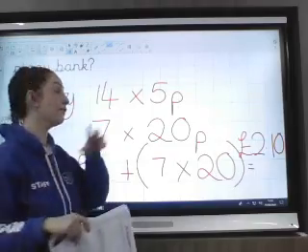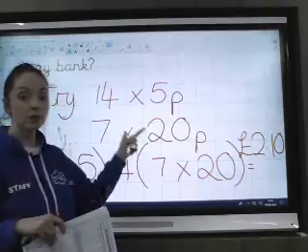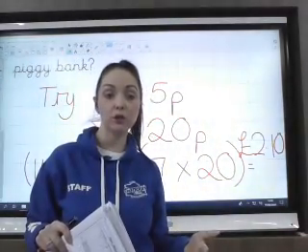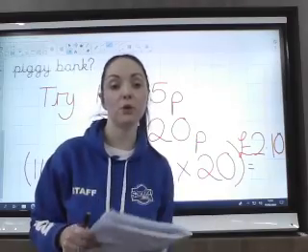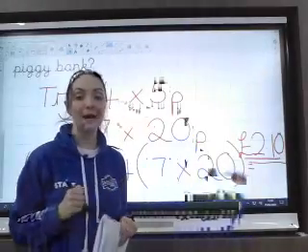So maybe try 12. So you could do 12 5p coins. Half of 12 is 6. 6 20p coins. Work it out. What does it equal? Does it equal less than £2? If it does, then that will be your answer. Okay, and remember, your answer is this money amount.